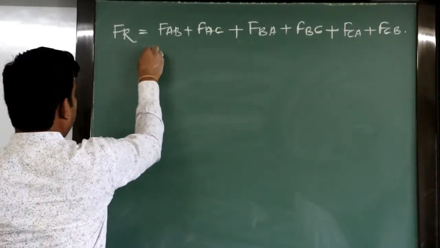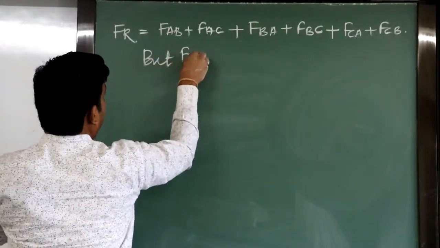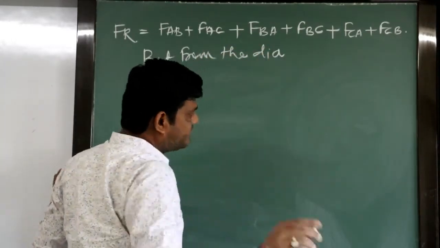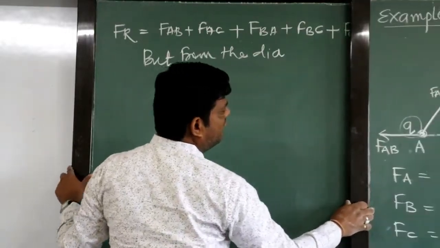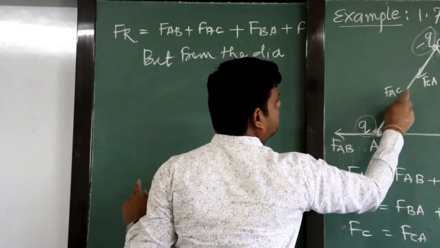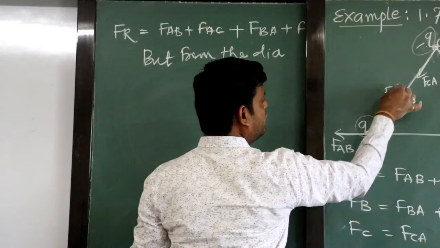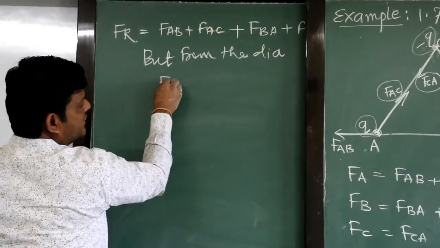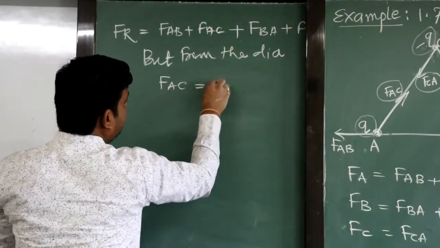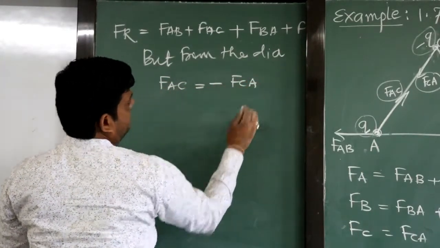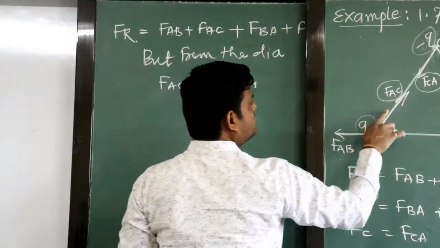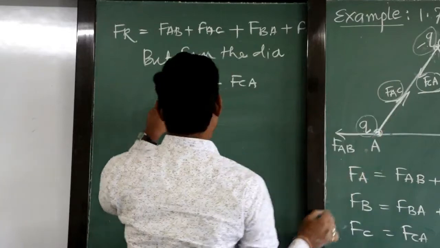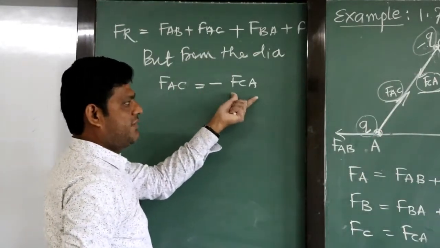But from the diagram, what can we say? Observe the diagram: this force and this force are equal in magnitude and opposite in direction. So we can write F_AC equals minus F_CA, correct? These two forces, F_AC and F_CA, are opposite in direction. F_AC is minus of F_CA.